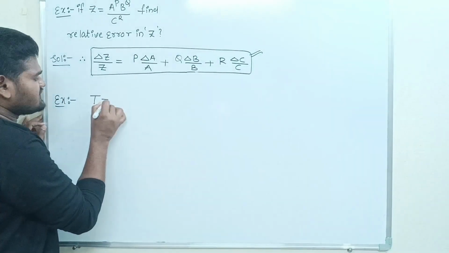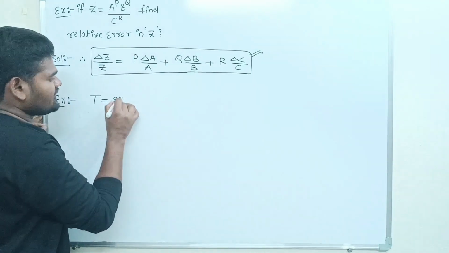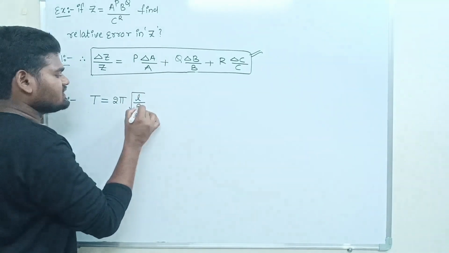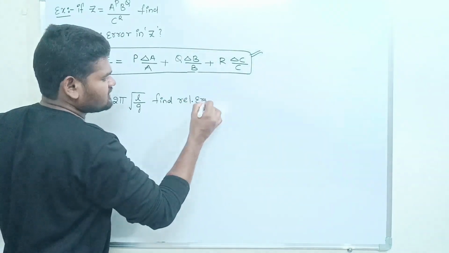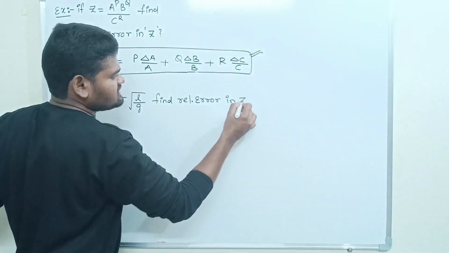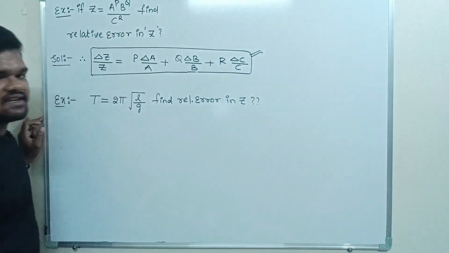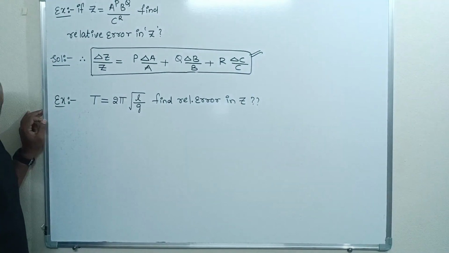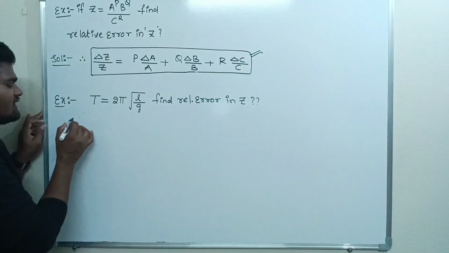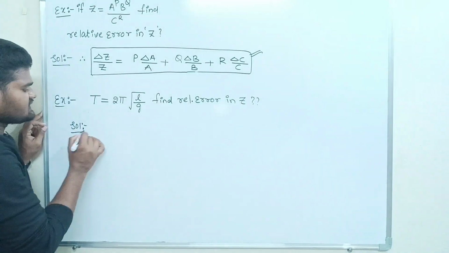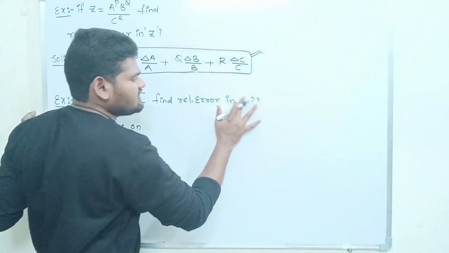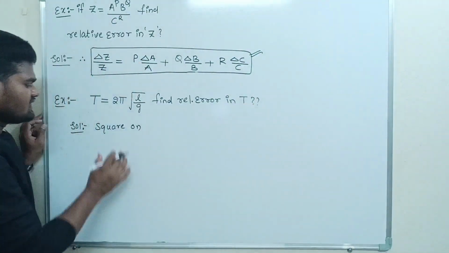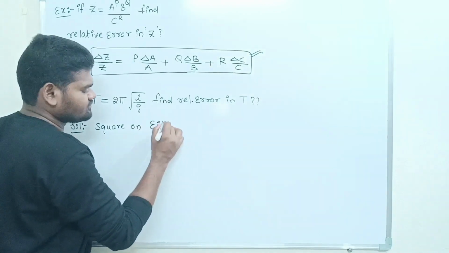Right. Let us solve this example. If T is equal to 2 pi into under root of L by g, find the relative error in T. Pause the video and try the solution. 3, 2, 1. Have a look. Just square on either side. Square on T, sorry, very sorry. Square on either side.